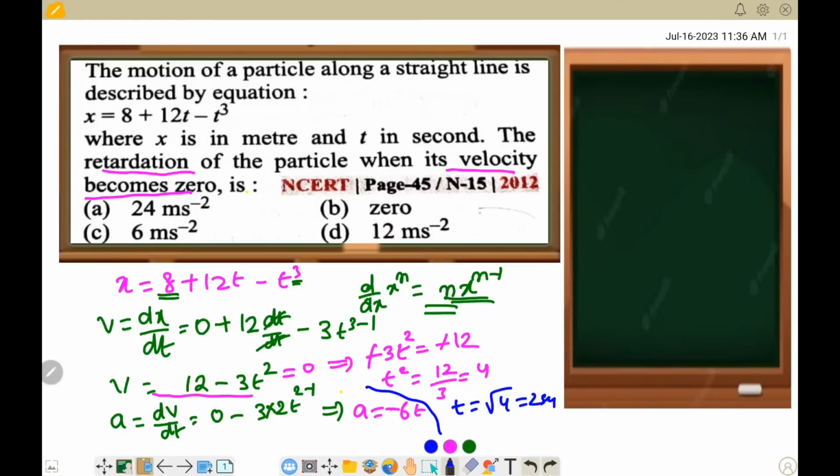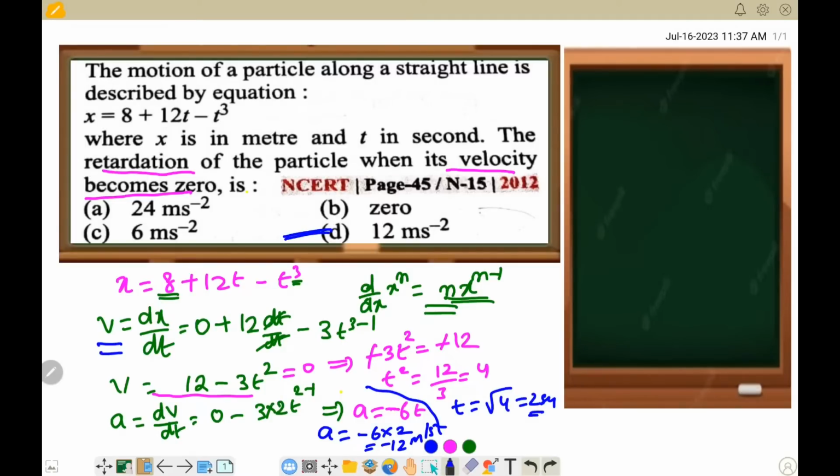Then finally we got here velocity. When velocity is going to be 0, we got the time as 2 seconds. So if you substitute this time in the acceleration, then minus 6 into 2 is going to become minus 12 meter per second square. So your answer is 12.